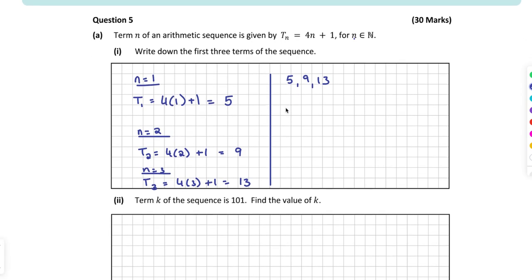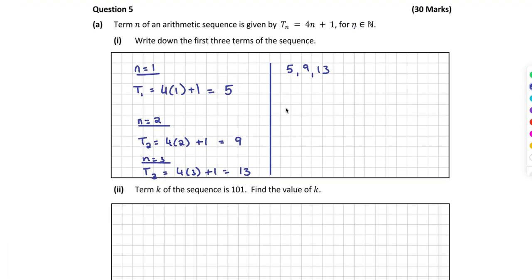It then says term k of the sequence is 100. Find the value of k. So what I know right now is that the formula for the general term is given by this. Now they're saying the term isn't just term n, it's term k. So I'm going to say n is equal to k. What I happen to know then is that what that formula produces when I put in k, the overall value is going to give me 101. When I put in k, I get out 101.